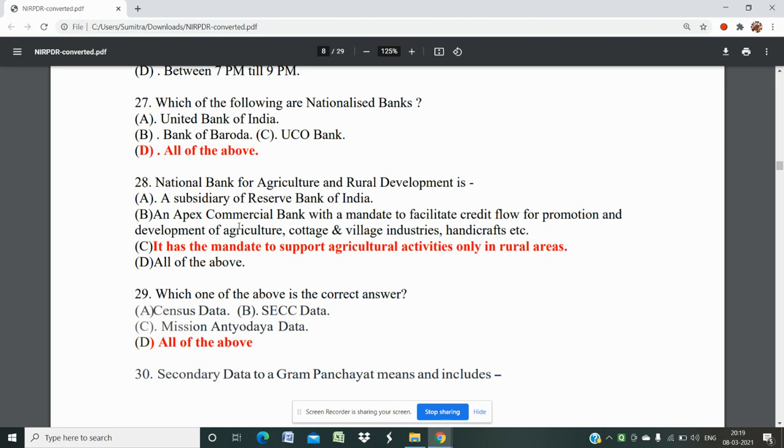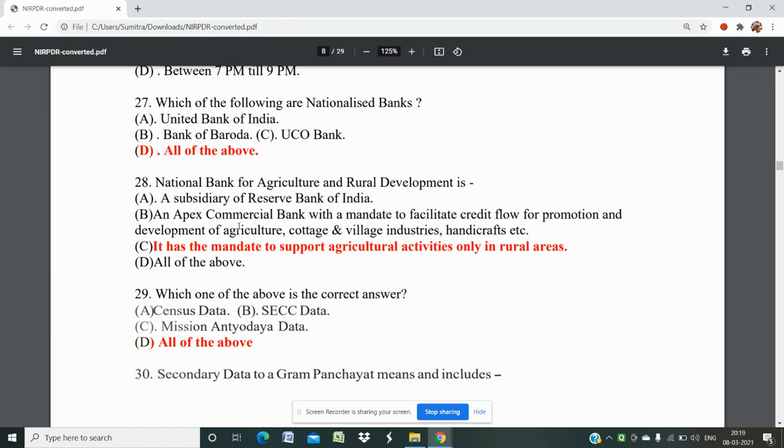And then question number 27, which is based on general knowledge. Which of the following are nationalized banks? United Bank of India, like State Bank of India, Bank of Baroda, UCO Bank, and there are many more banks which come under the purview of nationalized banks of India.